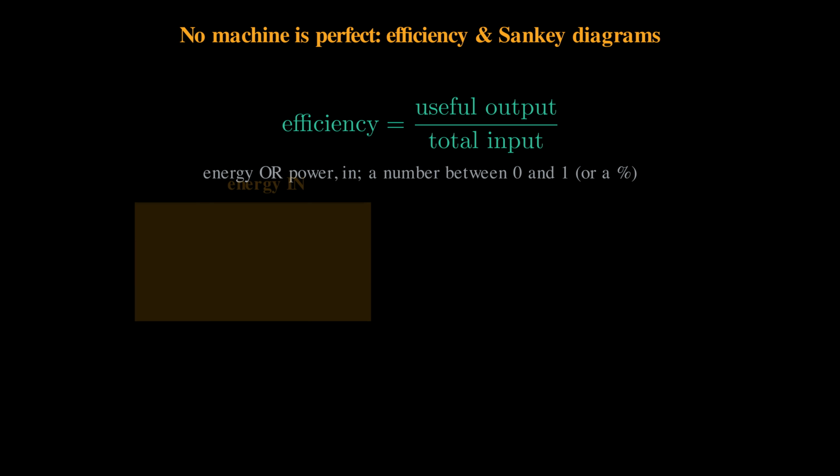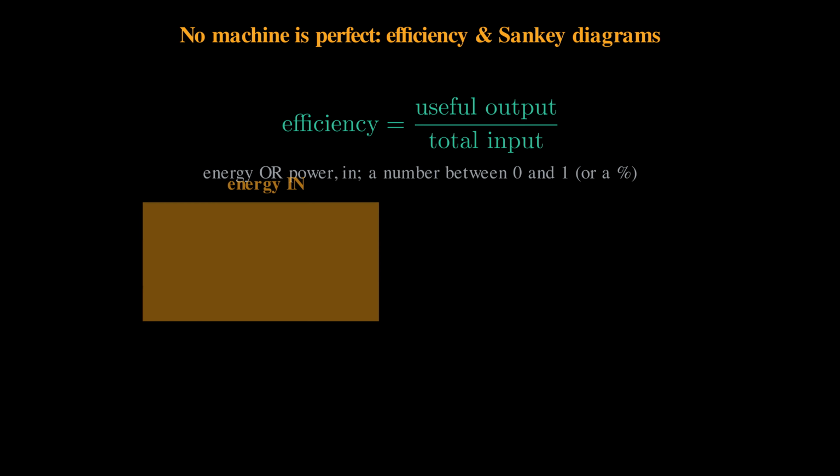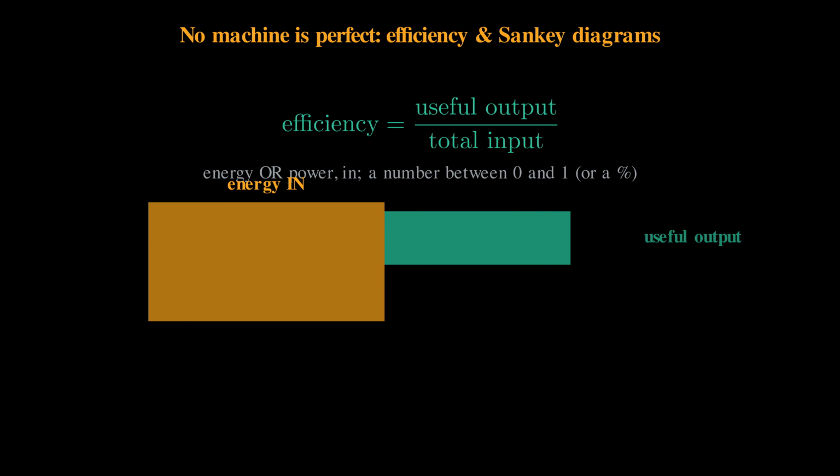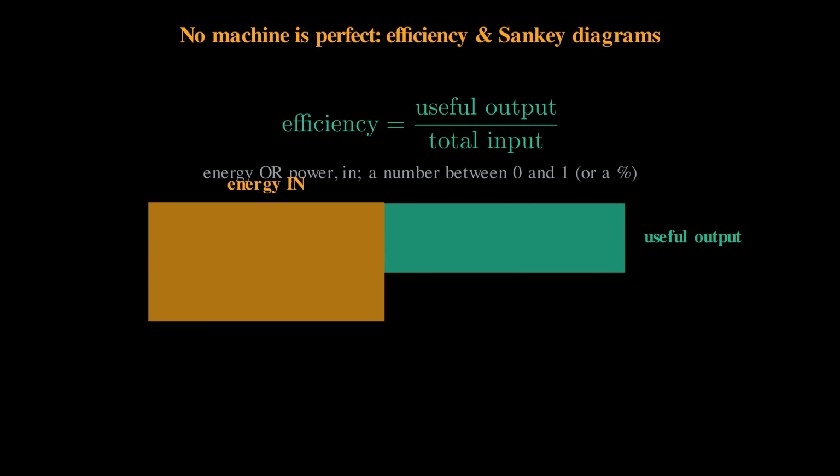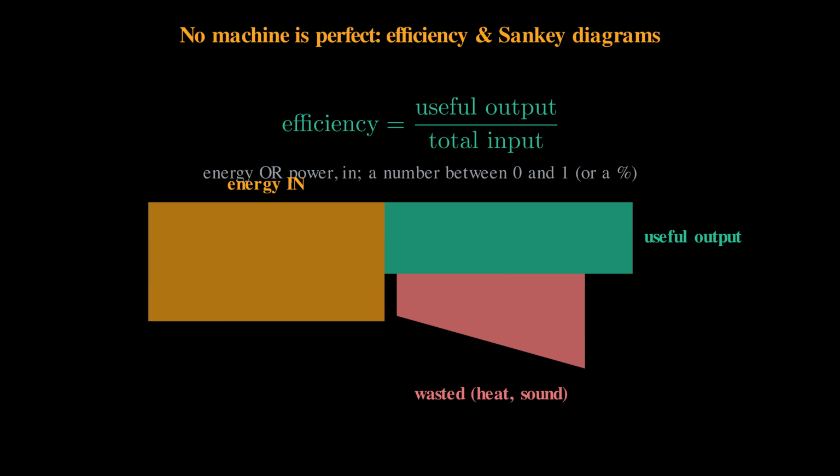The width of each band is proportional to the amount of energy. All the energy flows in from the left as one wide band. Then it splits. The useful part carries straight on, and the wasted part branches away. And crucially, the total width is conserved, in equals out. The wider the useful branch compared with the input, the more efficient the machine. A narrow useful branch and a fat wasted branch is a machine dumping most of its energy as heat.